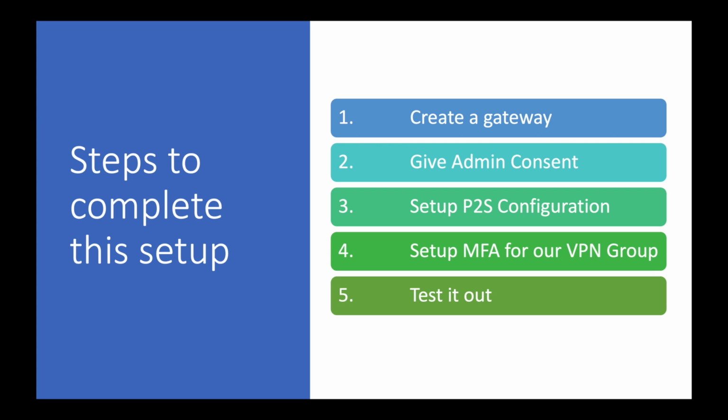Let's talk a little bit about the steps to complete this setup. The first one is we're going to create a gateway within our virtual network. The second thing we need to do is give admin consent to the Azure VPN, so that it can read users within our organization, and we can say these people have access to this enterprise application.